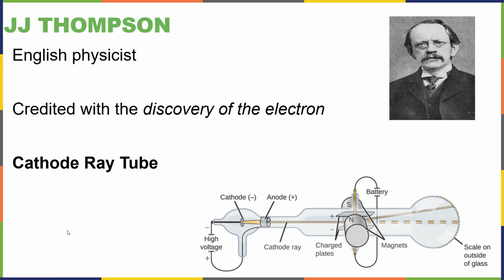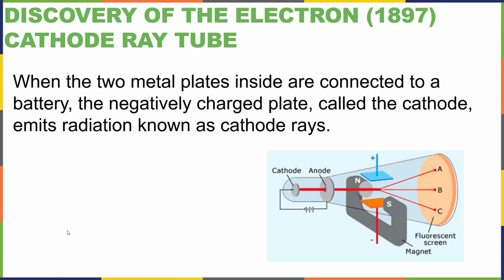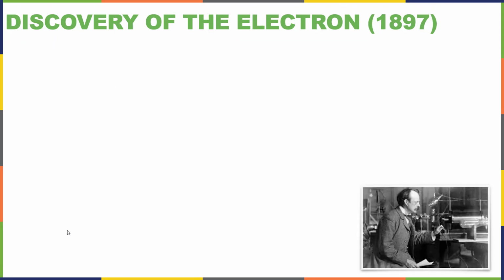He did it in such an interesting way, essentially using a magnet. This cathode ray tube, well, actually, let me see if this slide talks about it. Yeah, when two metal plates inside this thing are connected to a battery, the negatively charged plate, called the cathode, emits radiation. In other words, when you hook this cathode ray tube up to a battery, it produces radiation, which we talked about in the previous video, except obviously this isn't hazardous radioactive stuff. And these rays that are produced are called cathode rays.